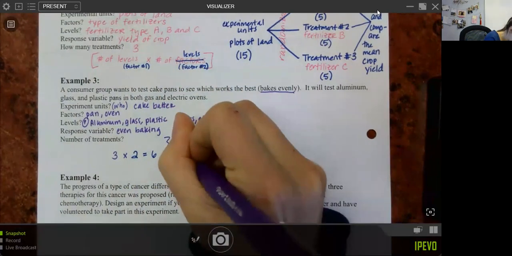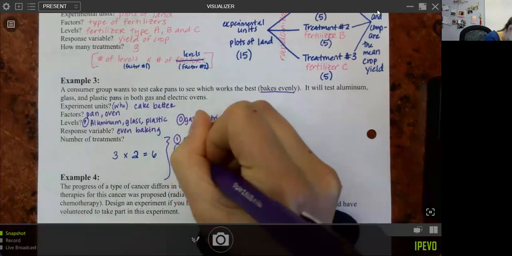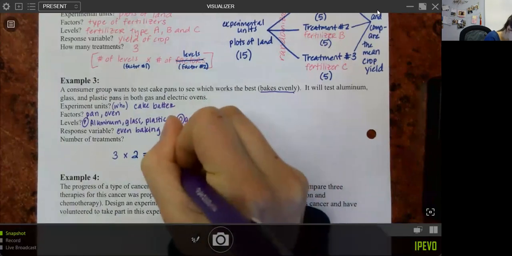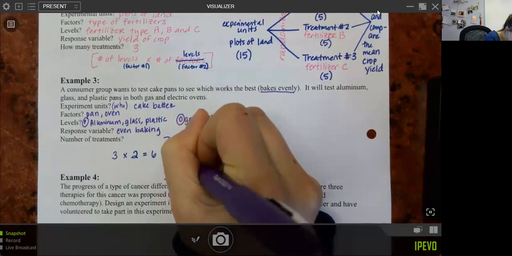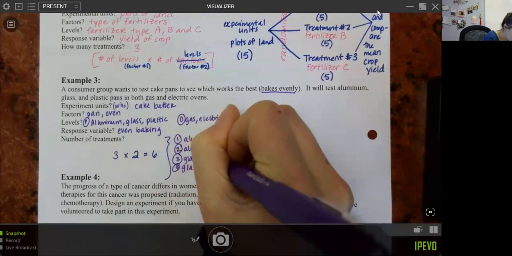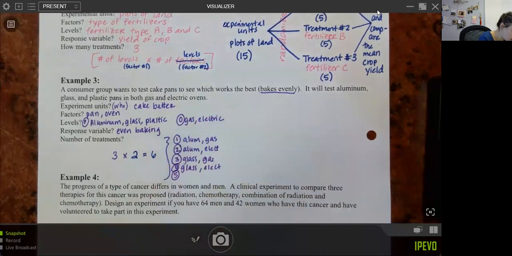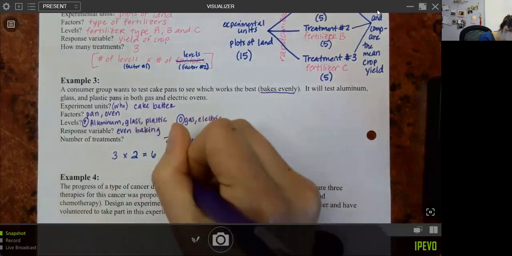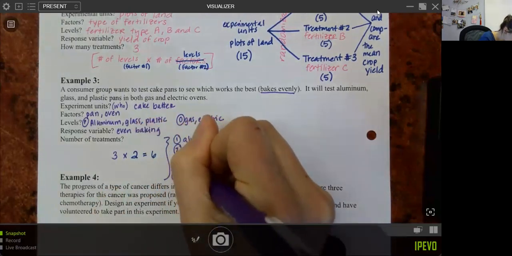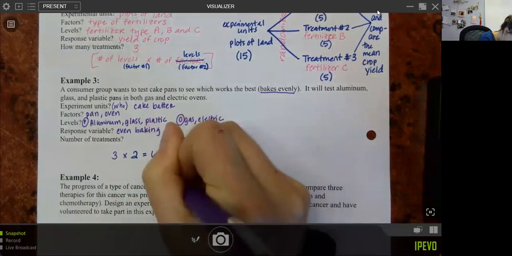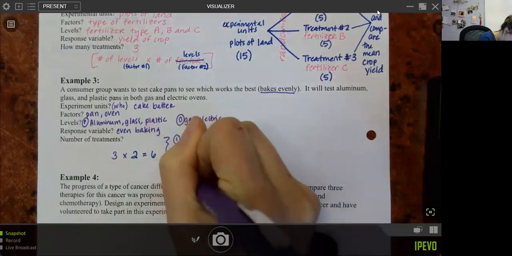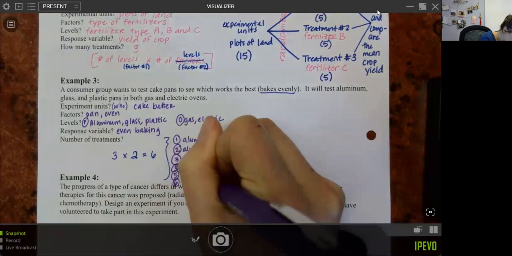So now I'm going to do glass. I could have gas. Ooh, that's a tongue twister. Try to say that 3 times fast. Gas, glass. Okay, and here we're going to have our 2 glass ones. Now the last one is plastic. So if I have a plastic pan, I'm going to try that in the gas oven, but I'm also going to try it in the electric oven.